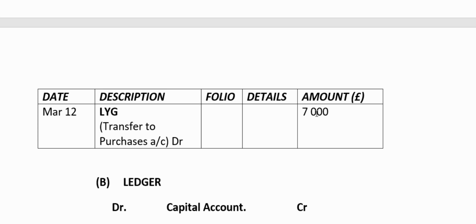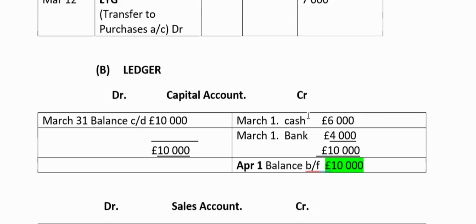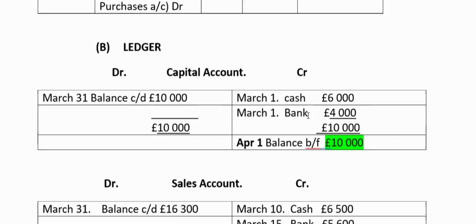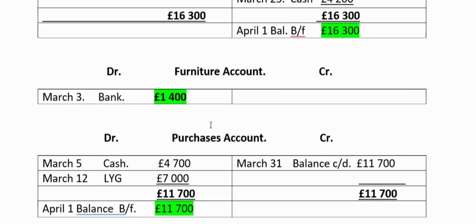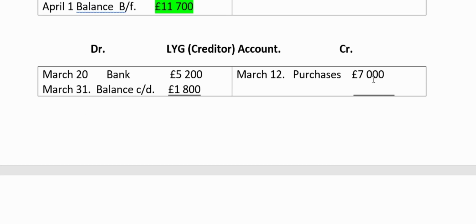So that figure is now being taken. Remember we first took it to the purchases account at the debit side. Now at the LYG account, it was 7,000, bought from LYG company. Meanwhile, payment was made to LYG on March 20th, which we now find at the debit side.